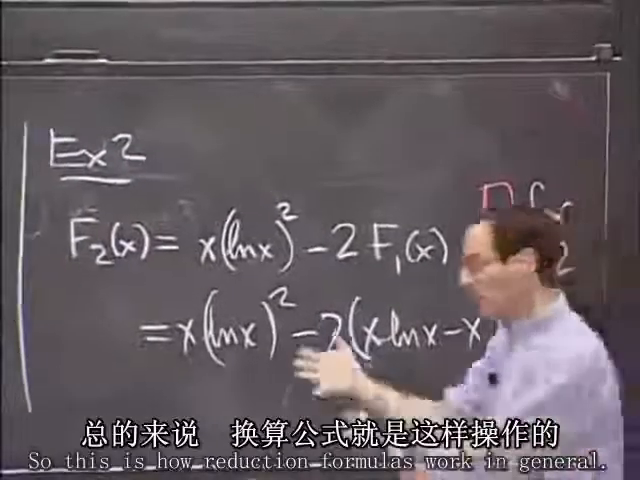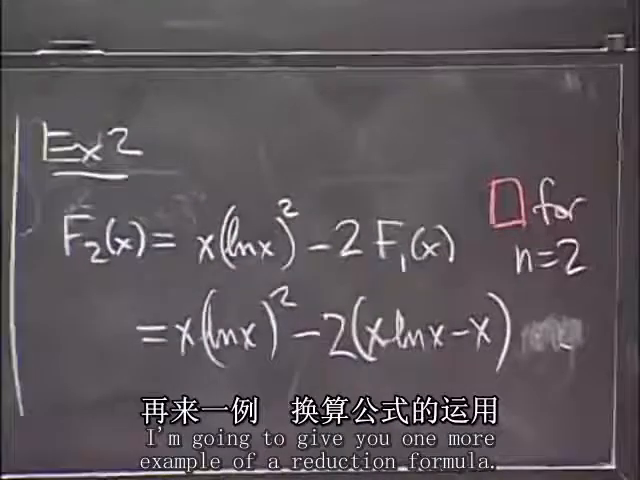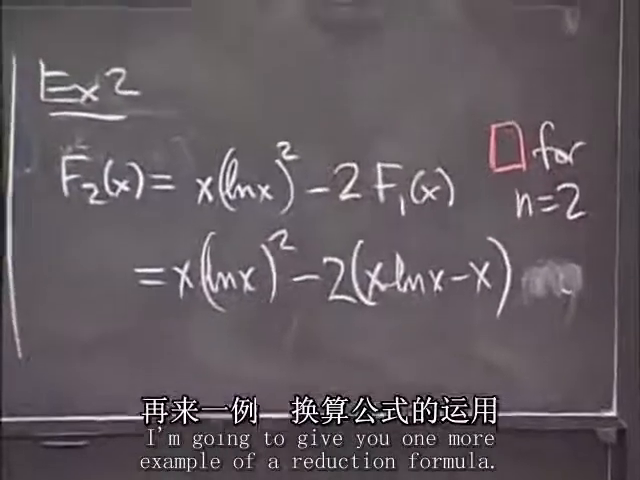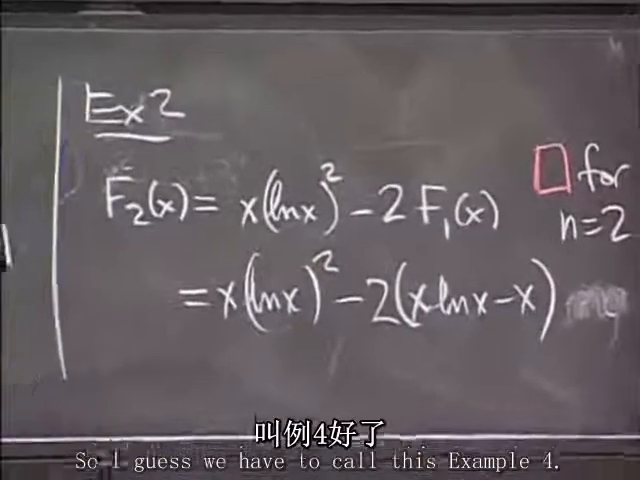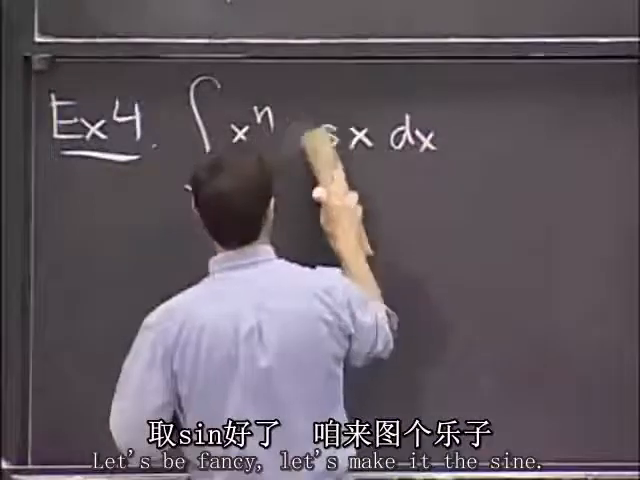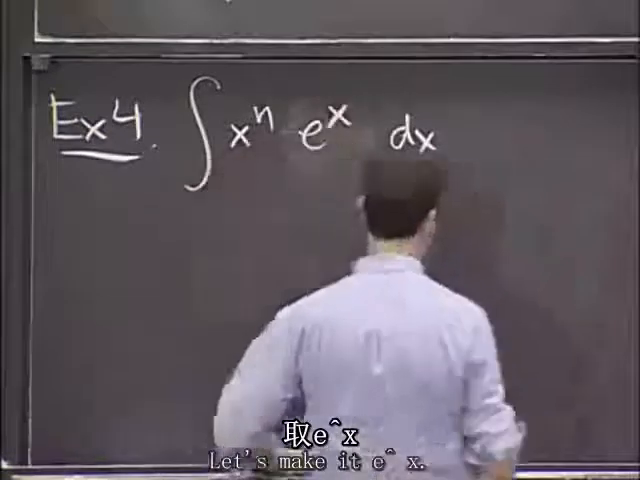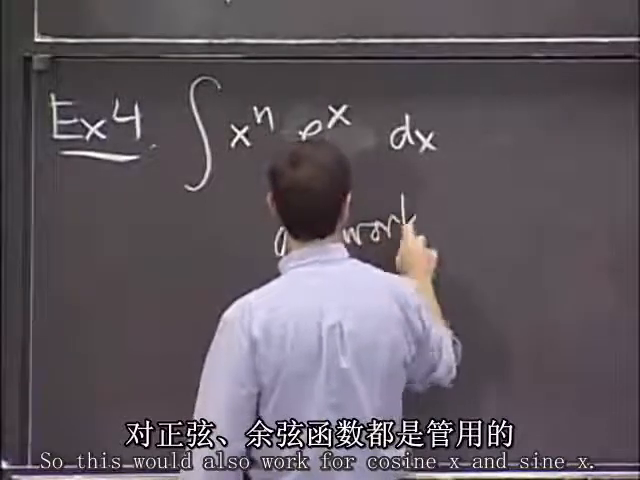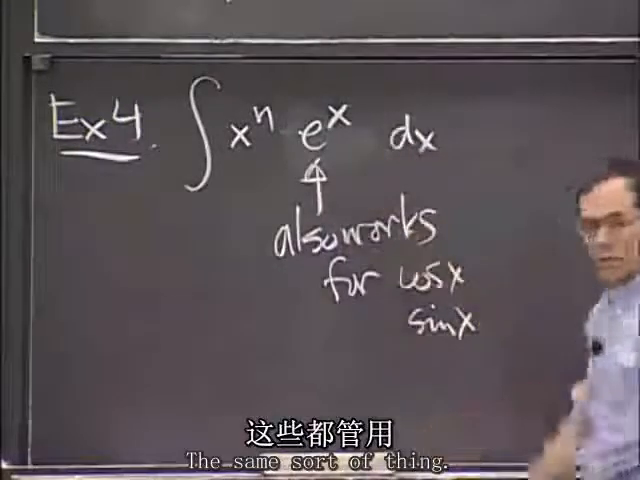All right, so this is how reduction formulas work in general. I'm going to give you one more example of a reduction formula. So I guess we have to call this example 4. Let's be fancy. Let's make it the sine. Oh, no, let's be fancier still. Let's make it e to the x. All right, so this would also work for cosine x and sine x, the same sort of thing.